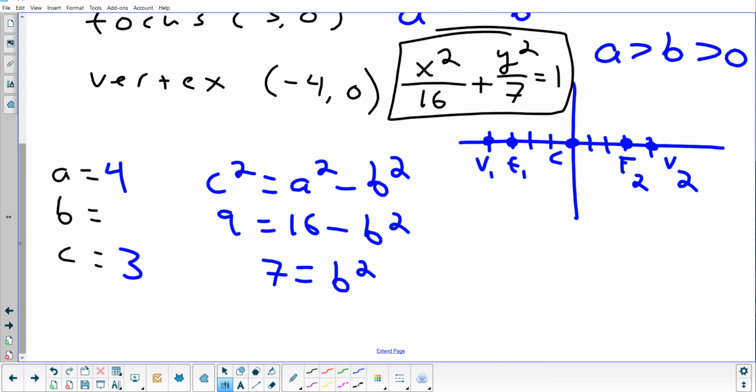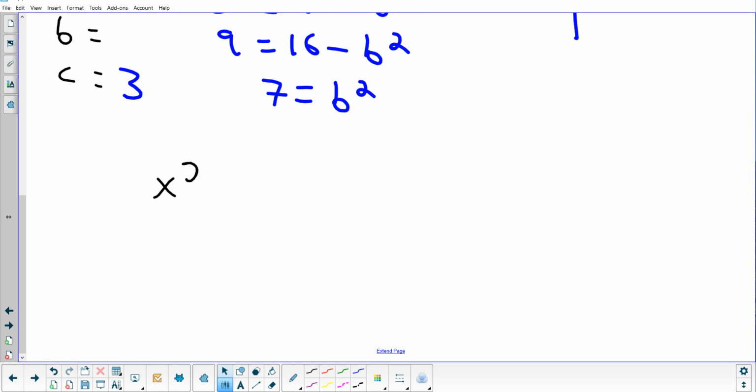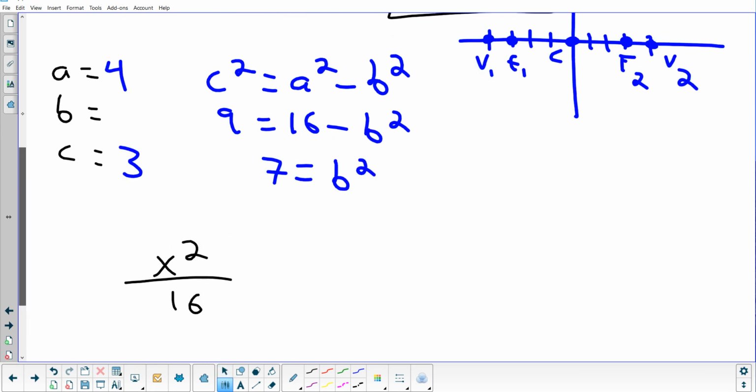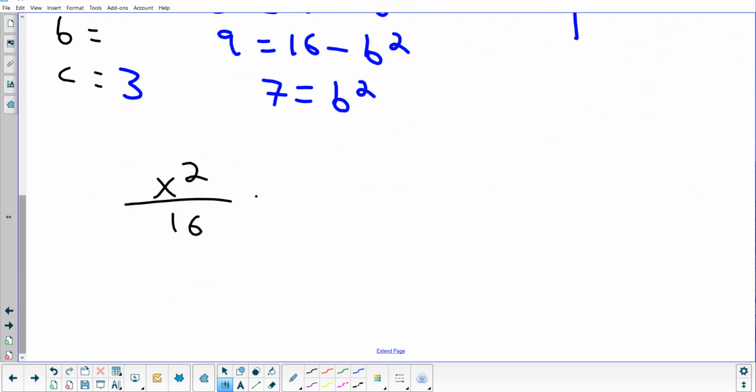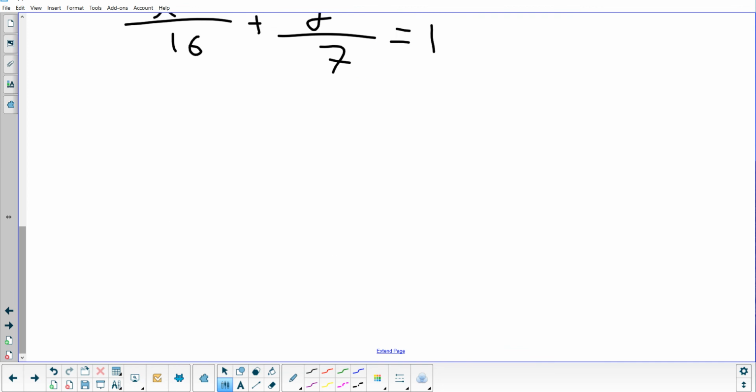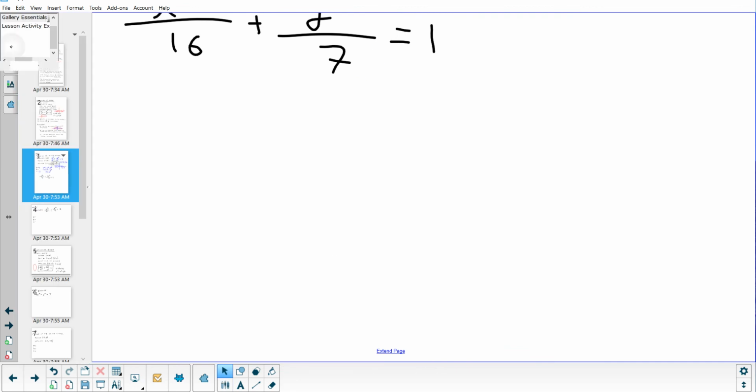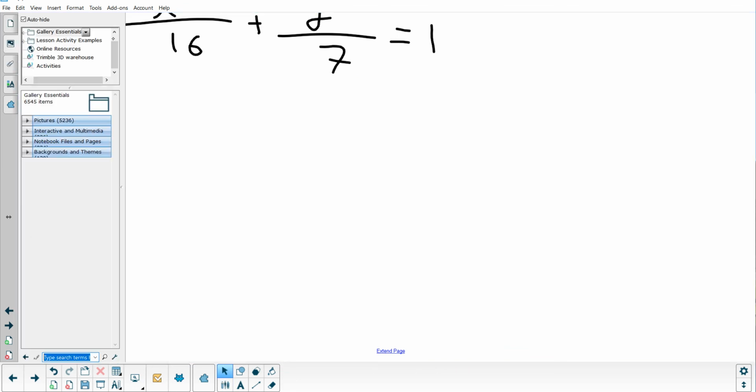Mr. Hager, we have two variables though. How do we graph that? Let me write it down here. So I was just going to go over how we type that in. X squared over 16 plus y squared over 7 equals 1. Well, first of all, if I want to graph it by hand, that'll probably be faster. Let me do it that way first.